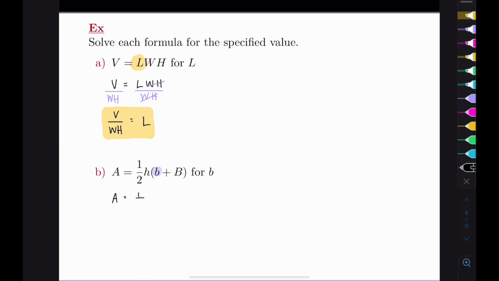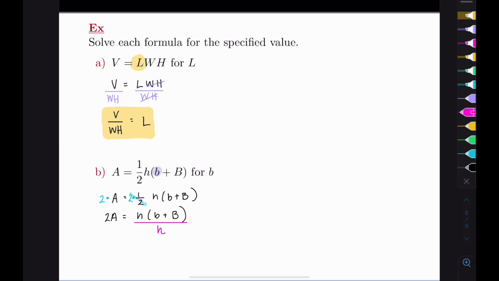What I would recommend, because we have this 1/2 out front, is I would say let's try to get rid of this. So if I take this and multiply it by 2, that's going to make both of those cancel. But what we do to one, we've got to do to the other. So we've got 2a on the left, and then h times b plus capital B on the right. Okay. If you want to distribute the h at this point, you can, but really you want to get this on its own. This is standing in our way, so let's get rid of it by division.